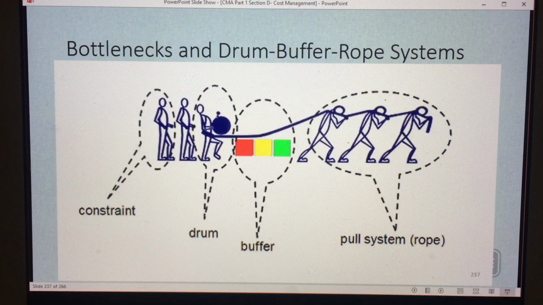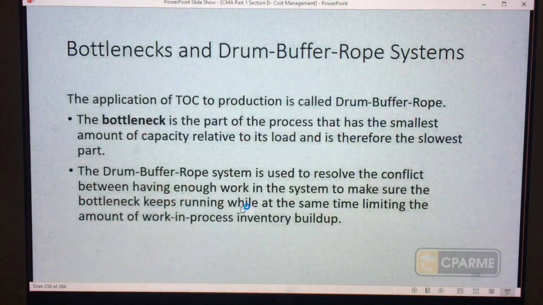This is the drum buffer rope system. Once you have identified the constraint, it's the one that's going to signal yung pagkuha mo sa iyong production. The buffer would serve to fulfill yung temporary lang, no, kakulangan sa iyong production until after na ma-fulfill mo yung buong demand. Bottlenecks and drum buffer rope system. So the drum would mark na kailangan na natin to. The application of the TOC is called the drum buffer rope.